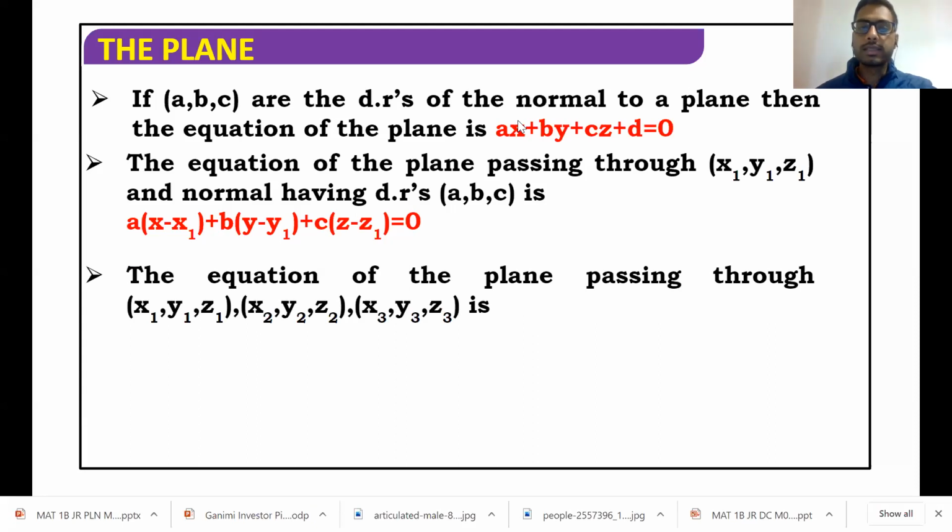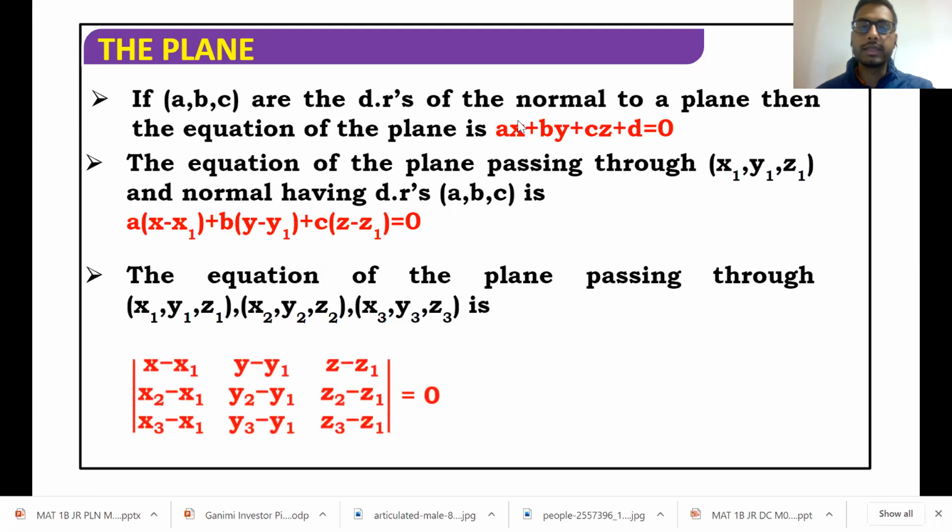If 3 points are given to you, then you can find the equation of the plane using the determinant form. So what is the determinant form? You can subtract the consecutive terms: x minus x1, x2 minus x1, x3 minus x2, then y minus y1, y2 minus y1, and y3 minus y2. So write it in determinant format and expand. If 3 points are given, then the equation of the plane can be found using the determinant form.